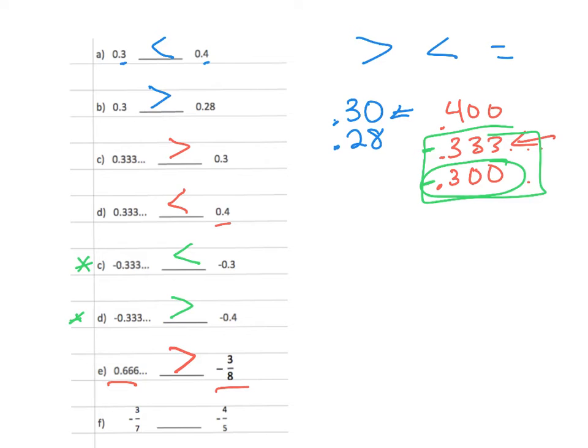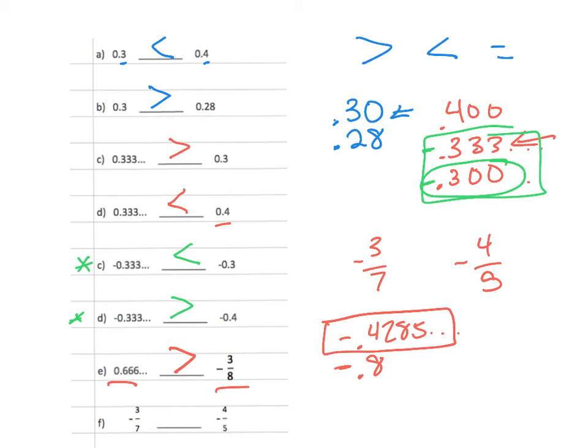The last one, I would recommend changing your fractions into decimals. So I would do 3 divided by 7, which would give me a negative 0.4285, and it would keep on going. Negative 4/5, so 4 divided by 5 is 0.8, but that's negative. This is the one that is closer to 0, so that is the bigger decimal.